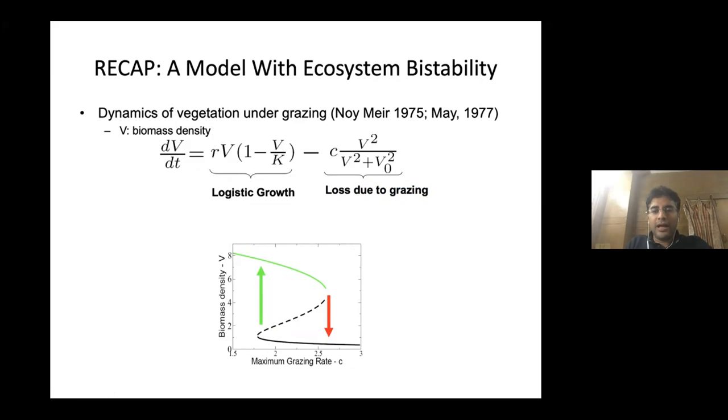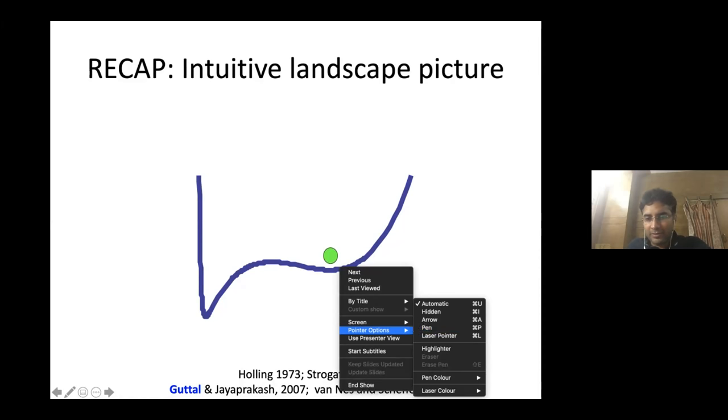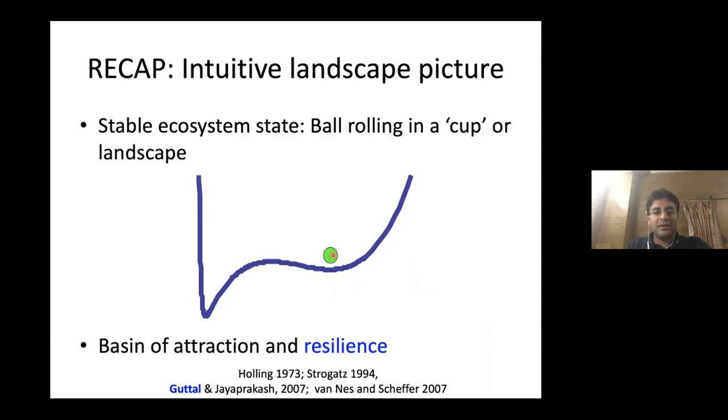The nice thing about this simple model was that we could think of the dynamics of ecosystems with bistability as a ball rolling in a landscape. For example, the minima in these landscapes correspond to the stable branches in the bifurcation diagram. Depending on the initial condition, the system could be either in this state or this state. And this helps us understand concepts of basin of attraction and resilience.